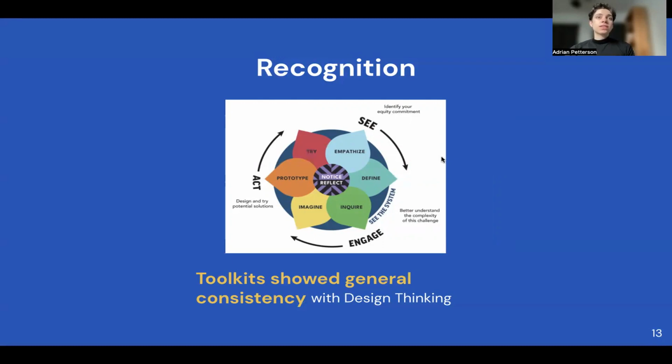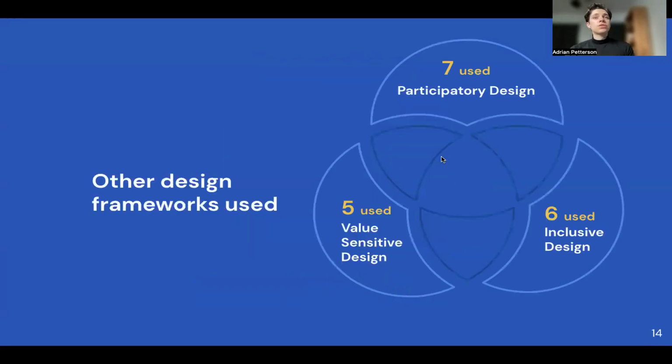Focusing too heavily on design thinking, however, fails on Fraser's recognition, as it obscures other design approaches that have been sidelined in the prevalence of design thinking. Other design traditions did show up. Participatory design was used in 7 of the toolkits, value-sensitive design was used in 5, and inclusive design was used in 6. These were not mutually exclusive, and many of the toolkits used multiple design approaches in concert.